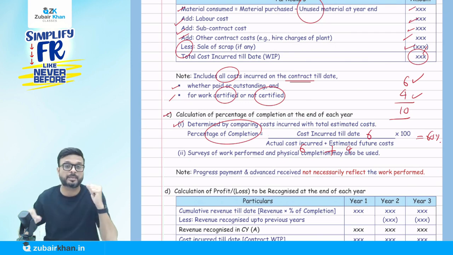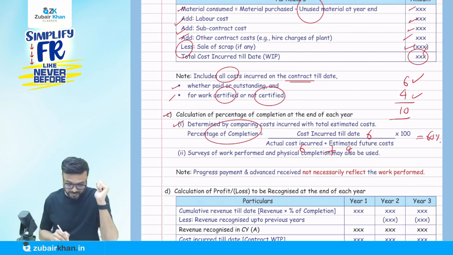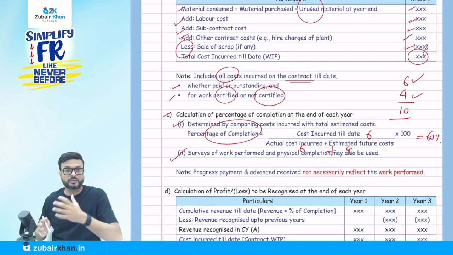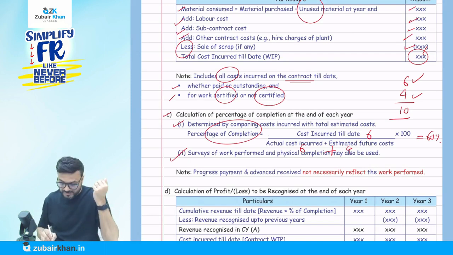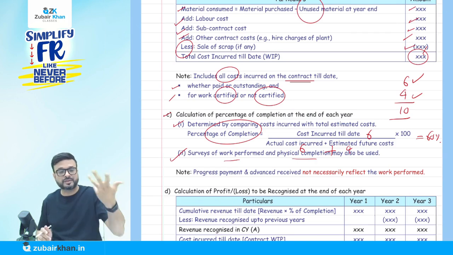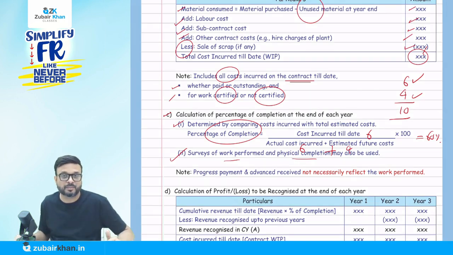But there are some other methods which are recommended by Accounting Standard 7. There is survey of work performed. So we can call someone who surveys, the architect, or the civil engineer, or the physical completion. Out of 5 floors, 3 have been completed. So you can say that 60% work has been completed. Okay, but ICAI will never ask you that.